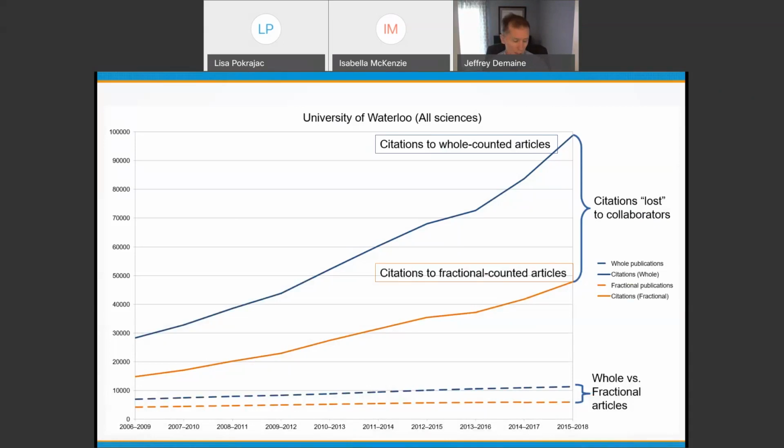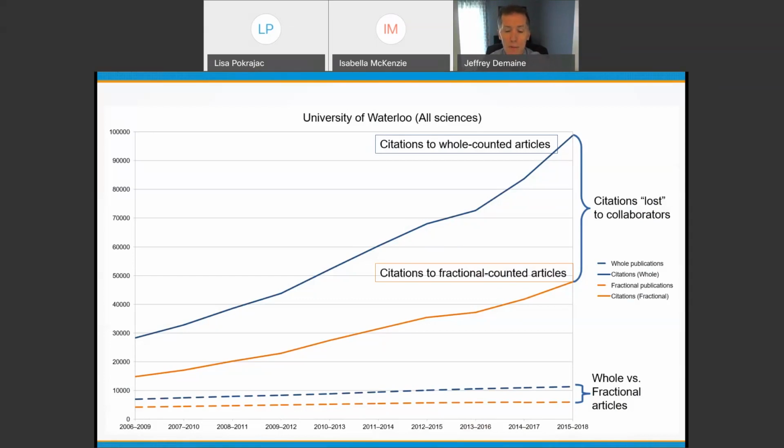Now, remember, these are the exact same articles, just they're being counted as integers above the red line, 1, 2, 3, 4, 5, and below the red line, they're being counted as fractions, 0.6, 0.5, 0.33, and they all add up to 4.31. So what happened to the 20% between the 64% whole papers and the 44% fractional papers? Well, that other 20% went to the collaborators. There's 20% more collaborators at the end of the decade, and they got those fractional articles.